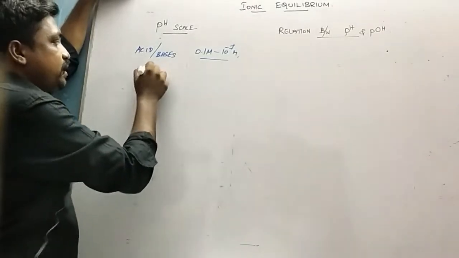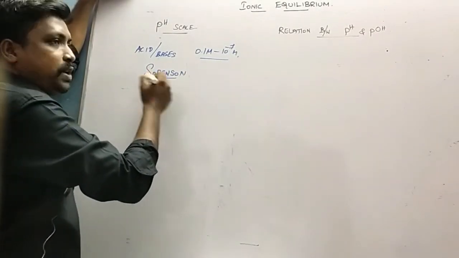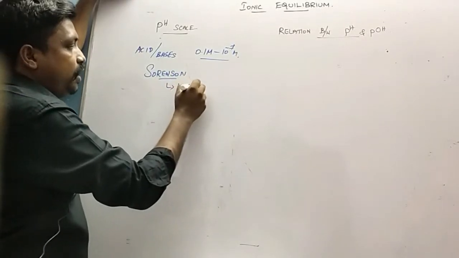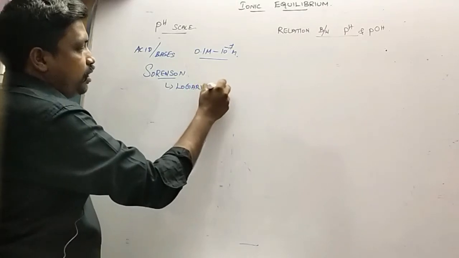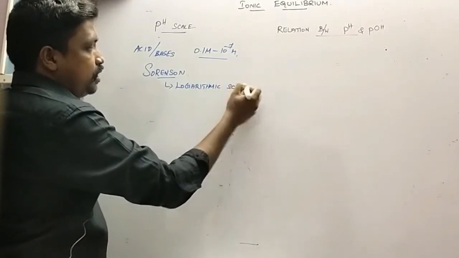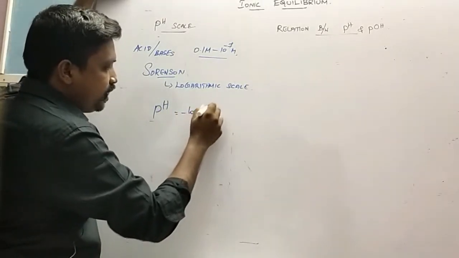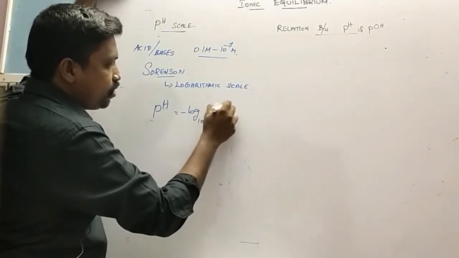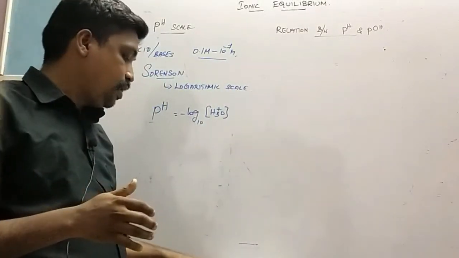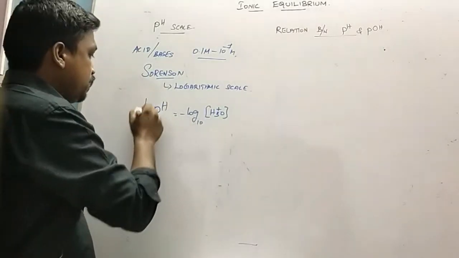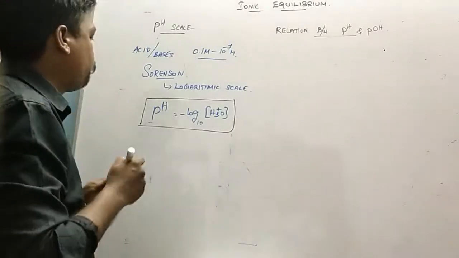So Sorensen is the one who developed this pH scale. He developed a logarithmic scale for measuring the power of hydrogen. It is called a logarithmic scale. So what is pH? pH is the negative logarithm to the base 10 of hydronium ion concentration or hydrogen ion concentration, whichever we say, it is not a big matter. So pH is the negative logarithm of H plus concentration or H3O plus concentration, right?